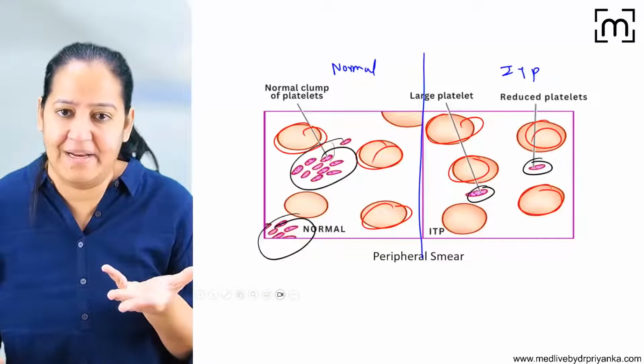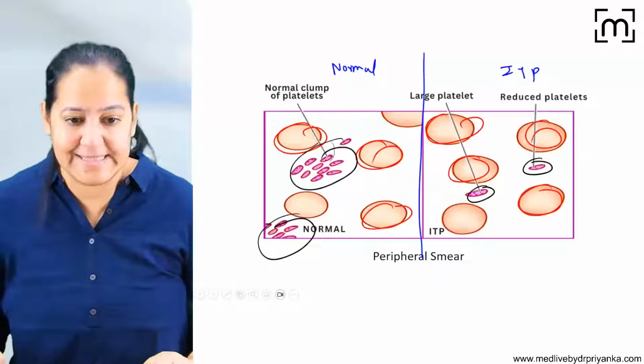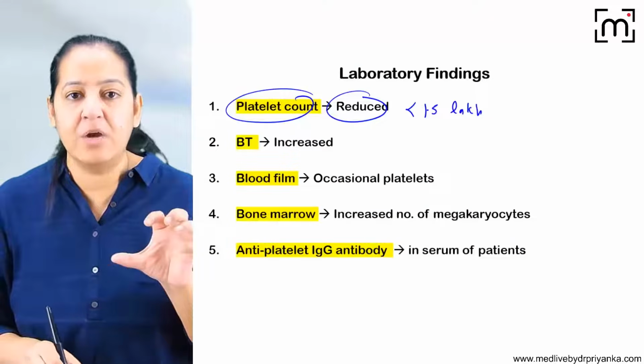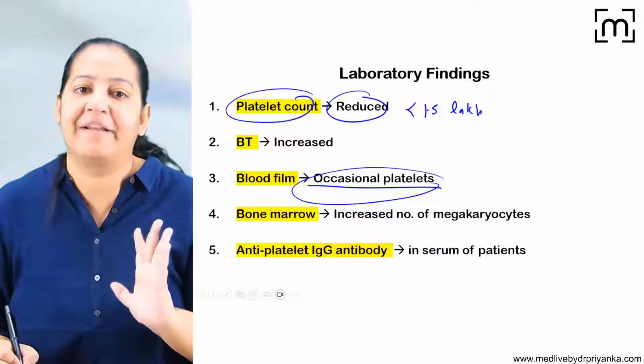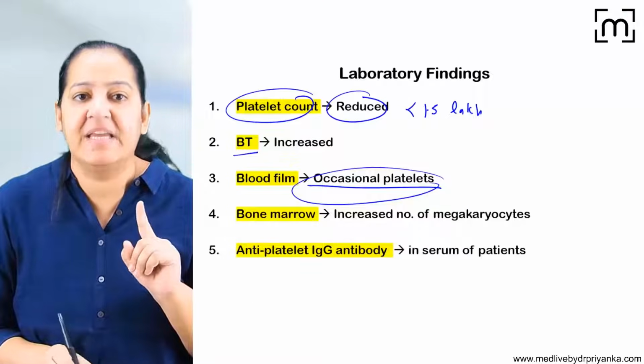Incidental occasional platelet, and that too not in clusters, that is singly. So on the peripheral smear also we get occasional platelet, and that too not in clusters, single platelet we are getting. If we measure the BT, that will increase.